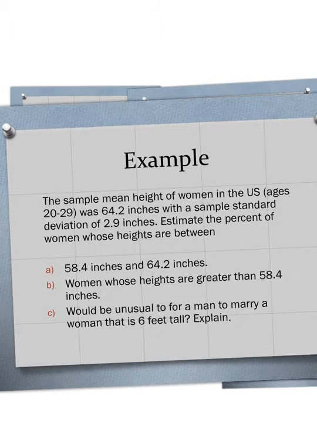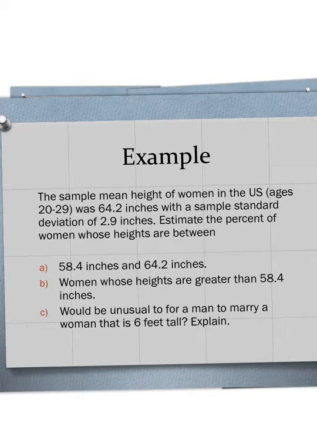So let's do an example with this, and here's how we use it. This says the sample mean height of women in the U.S. ages 20 to 29 was 64.2 inches, with a sample standard deviation of 2.9 inches. Estimate the percent of women whose heights are between... And we're going to assume that this is a normal distribution, because this is an empirical rule problem. So we're going to assume it's normal. And here's what we're going to do first. We're going to draw a normal curve.